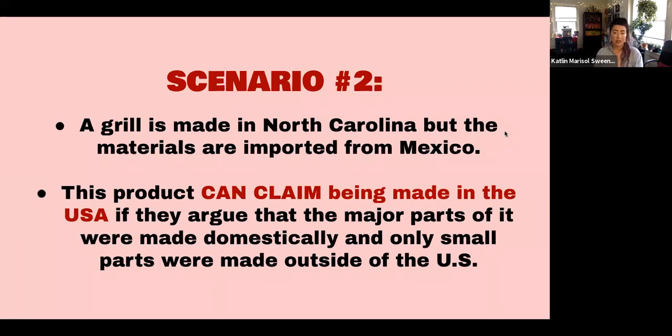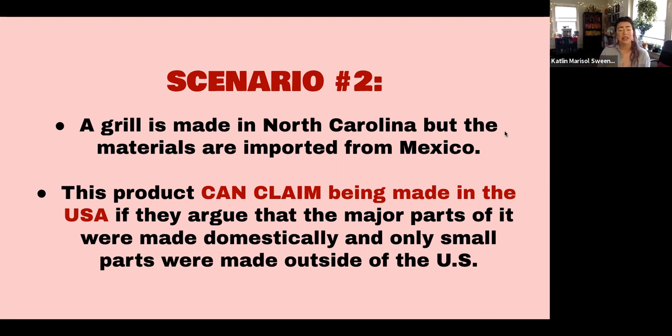Now we get the second scenario to help us understand this from Mertes, where she puts a grill is made in North Carolina, but the materials are imported from Mexico. Now, she says that this product can claim being made in the USA if they argue that the major parts of it were domestically made and only small parts were made outside of the US. So this would be a matter of them saying that the largest or most significant, to use that phrase again, or most needed parts to make that grill operate are from the US and just some other parts are from Mexico.